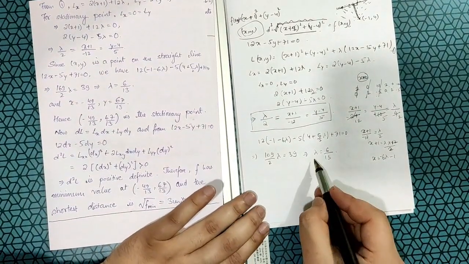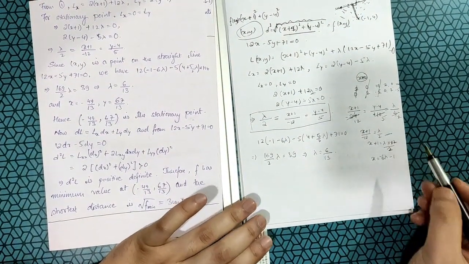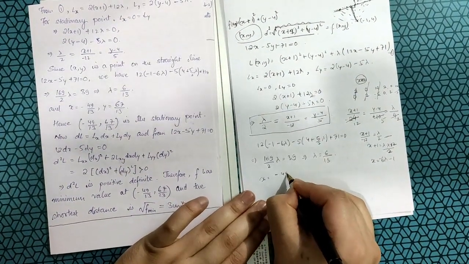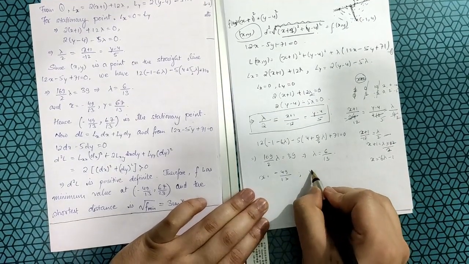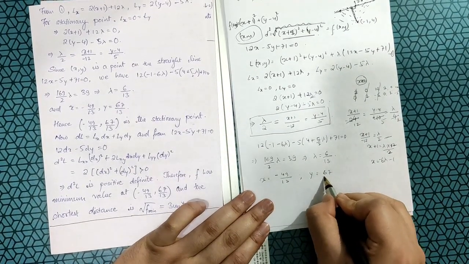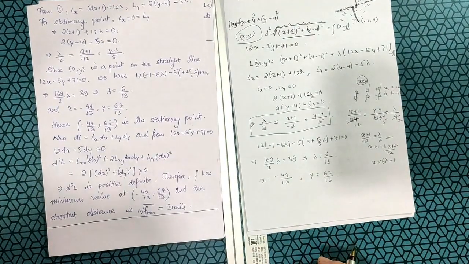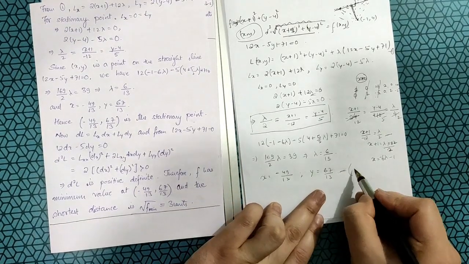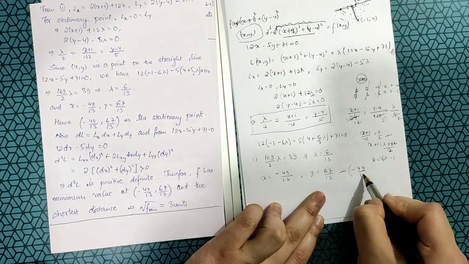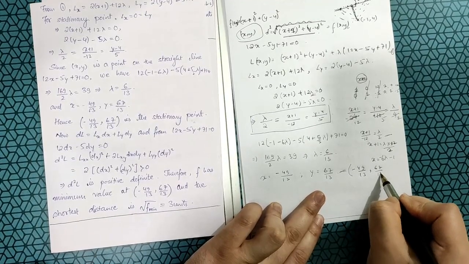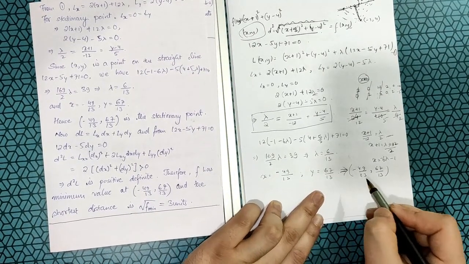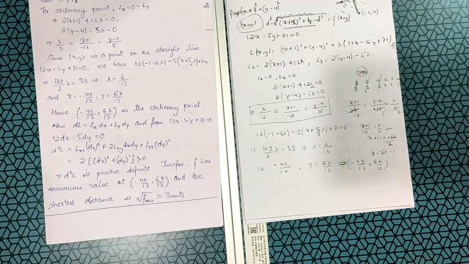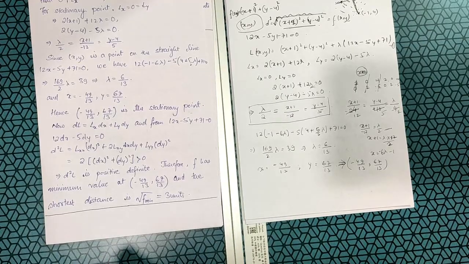So when we have the value of lambda, we can back substitute it here, and we'll get x is equal to minus 49 by 13 and y is equal to 67 by 13. So this is the stationary point. Hence the stationary point is minus 49 by 13 and 67 by 13, right? So this is the stationary point. So we now check whether we get the minimum value here or the maximum value here.